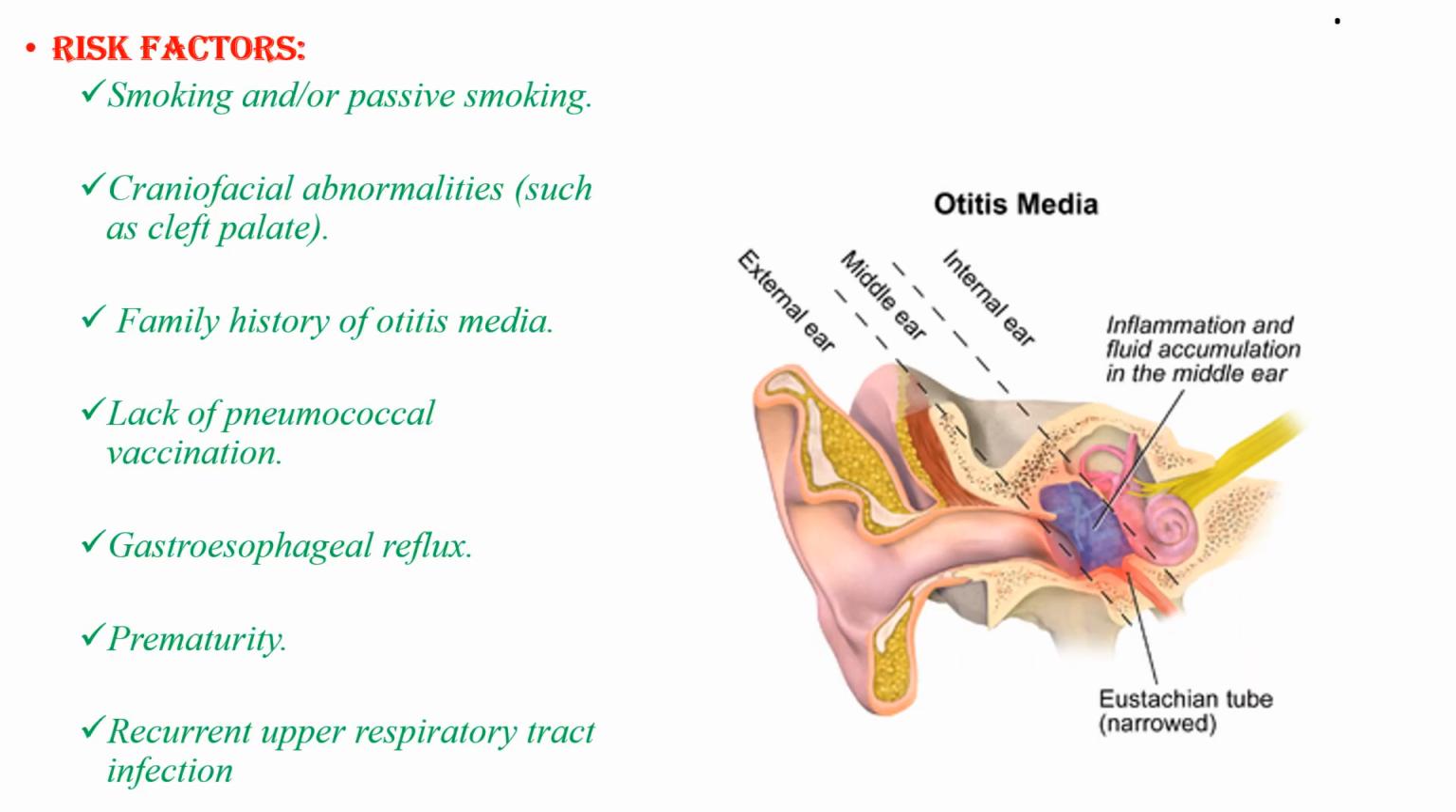When we look at risk factors for acute otitis media, smoking, which can be direct or passive, craniofacial abnormalities such as cleft palate, and a family history of otitis media are thought to predispose a child to recurrent attacks of otitis media. Lack of vaccination, especially pneumococcal vaccination, gastroesophageal reflux, prematurity, and recurrent upper respiratory tract infection predispose a person to acute otitis media.